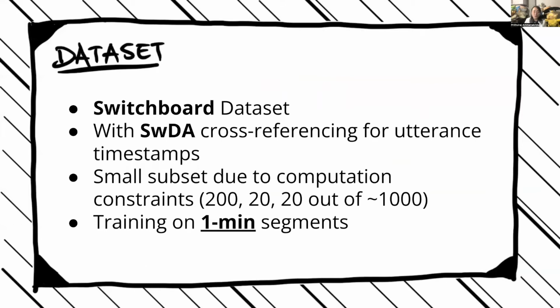We process the Switchboard dataset to include utterance level timestamps. For computational constraint reasons, we only use a small subset of all of these conversations, and all sequences are 1 minute to ensure sufficient context.